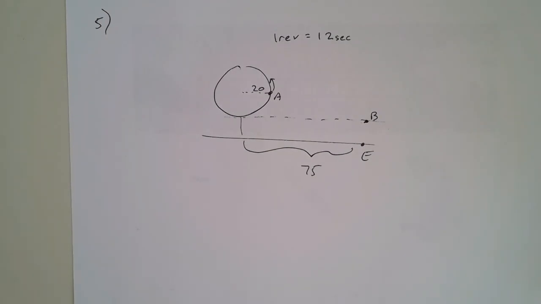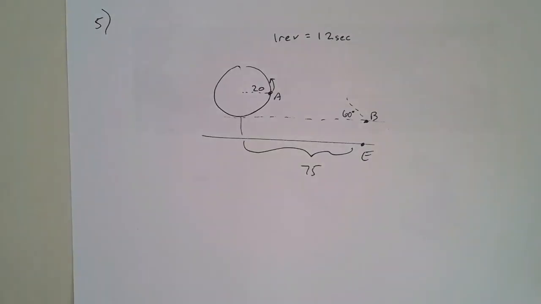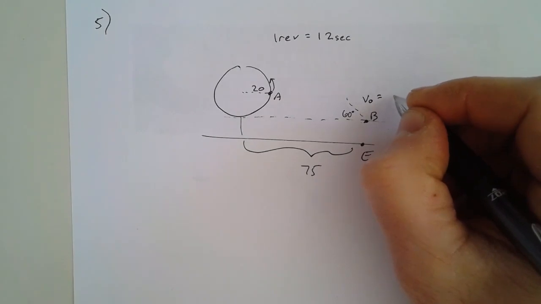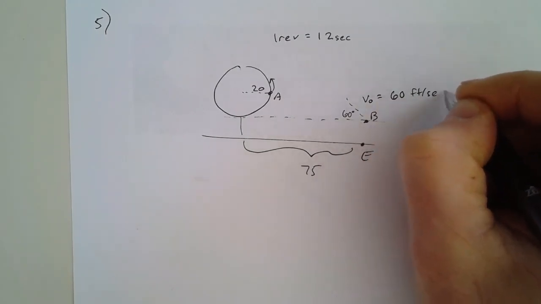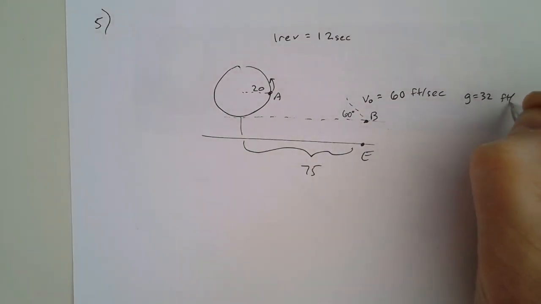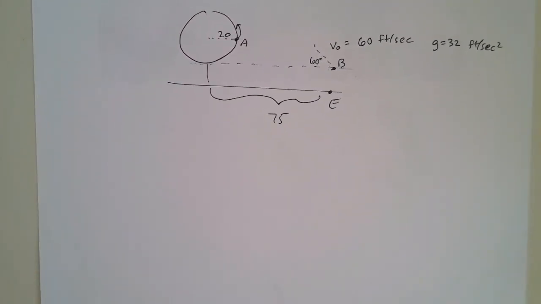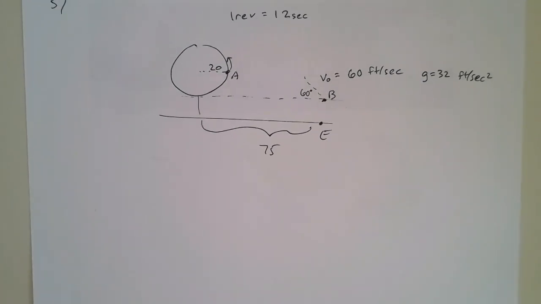And he throws the ball at an angle of 60 degrees with the horizontal. So the ball is going to be 60 degrees, and the velocity of that is going to be 60 feet per second, assuming the gravity is 32 feet per second squared. And we're not worrying about anything else. It says neglect air resistance, wind and all that kind of other fun stuff that can come into play here.